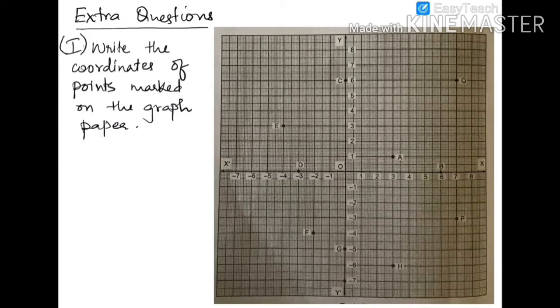We will now test our understanding by answering these extra questions. Write the coordinates of points marked on the graph paper. Pause the video at this point and write down the coordinates for all these points quadrant wise. So you start with the first quadrant, then go to the second, third and fourth. Then you write the coordinates for points that are on the x-axis and then on the y-axis.